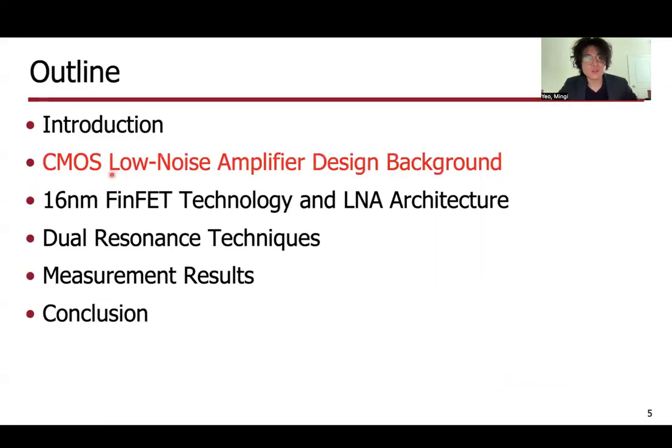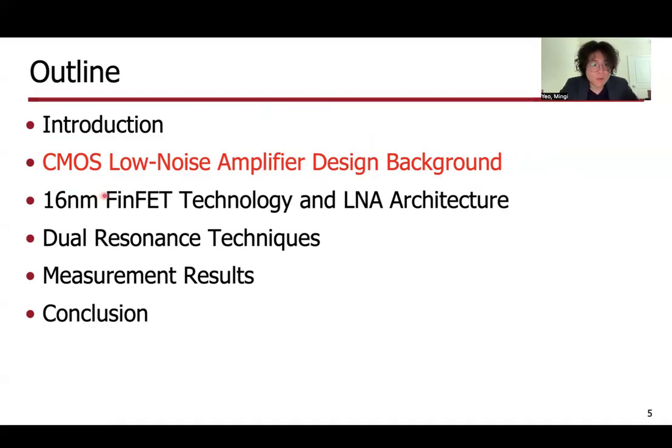Now that we have introduced the low noise amplifier, the next section will dive into background information on CMOS low noise amplifier design, while this section primarily focuses on narrowband LNA designs. Most of the information here is applicable to wideband LNA designs as well.